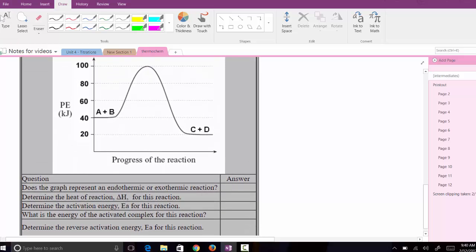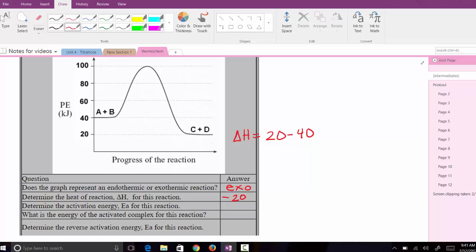All right, so here, again, is this exo or endo? So here my products are at a lower energy, so this is an exothermic. And our delta H is products minus reactants, so 20 minus 40. And so that's going to be a negative 20. And in this negative, when we're talking about delta H or delta E, change in energy, the negative just means the heat is being released. The energy is leaving the system, going to our surroundings.